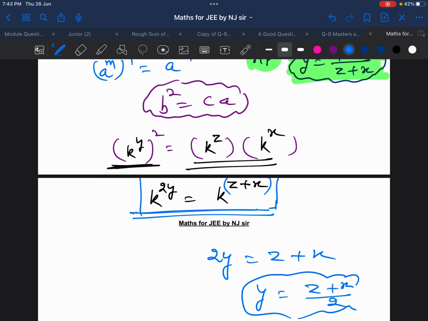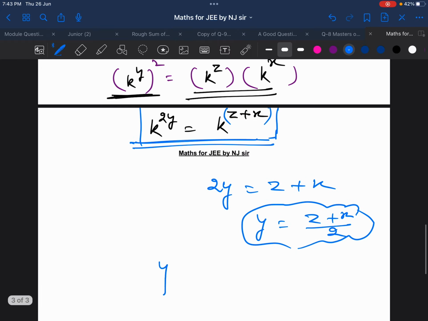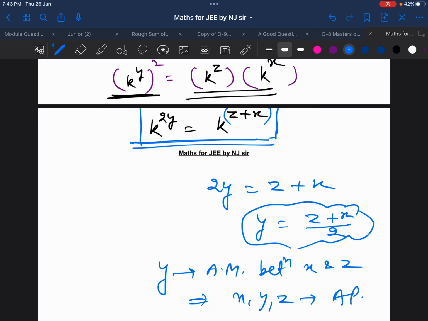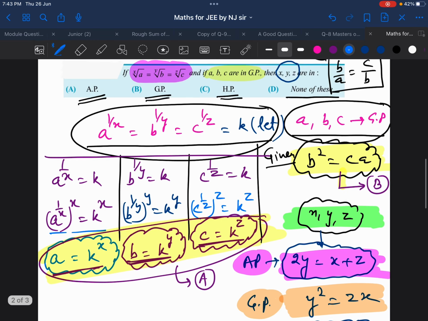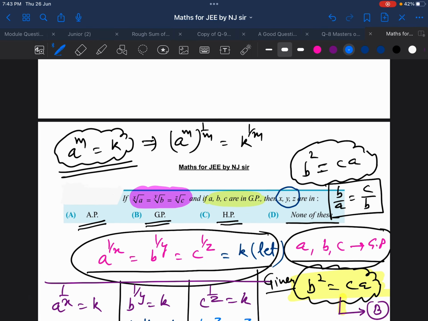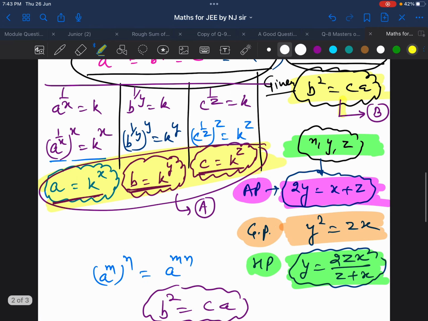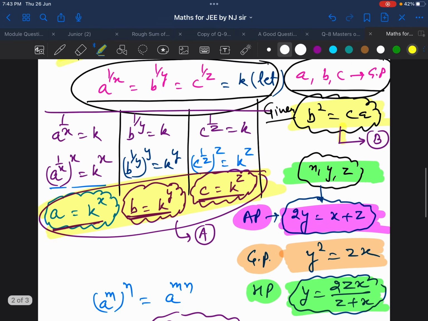It means y is the arithmetic mean between x and z. It means I can say x, y, z are in AP. So I think option A is saying that x, y, z are in AP. So this option seems correct. I hope the question is very clear to you. I have tried my level best to explain it in the easiest way.